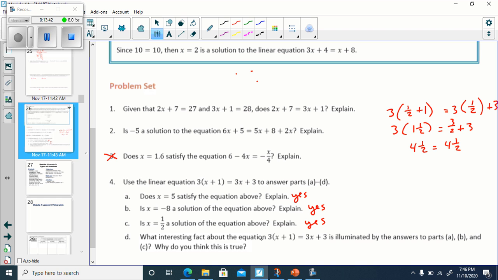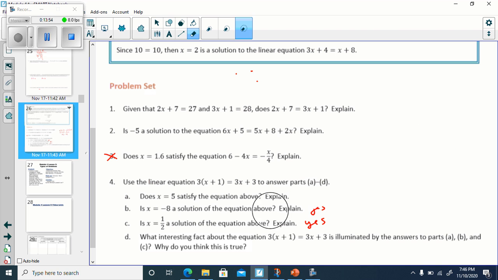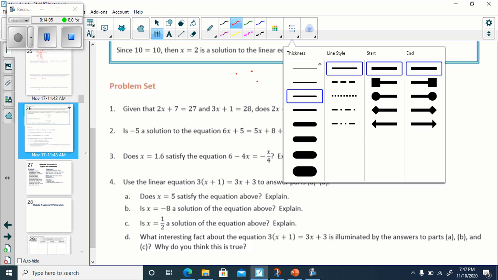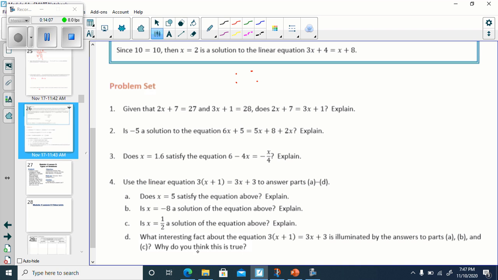What interesting fact about this equation is illuminated? What do we learn? No matter what I put in, the two sides are equal. All of the things that we've come up with are solutions. Okay? Everything seems to be a solution no matter what I'm putting in. Let me show you something real quick.